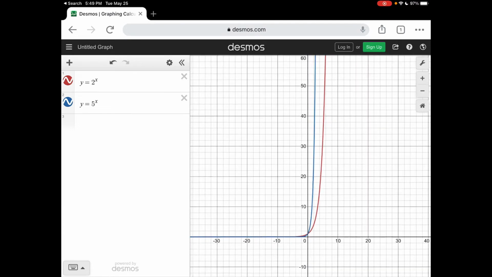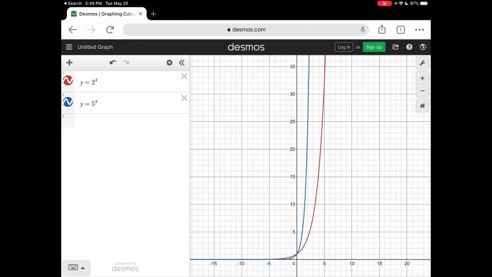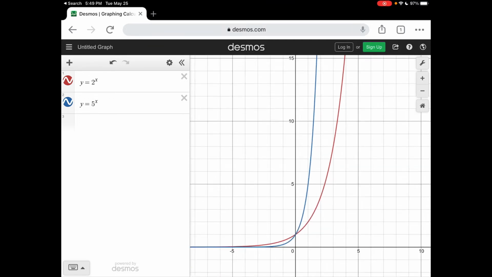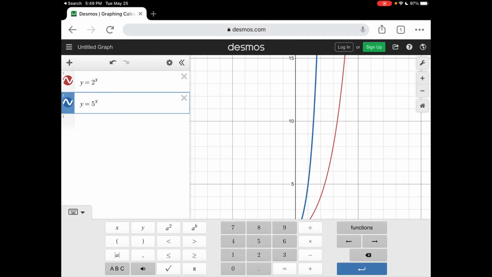So notice how with the 2 to the power of x, it's more of a slow increase of the curve, right? Whereas with the 5, it's a steeper increase. That's an important thing to take note of there. As the base value goes up, the steepness of the curve is faster, right? Steeper. And then we're going to go on and try doing y equals 0.1 to the power of x.